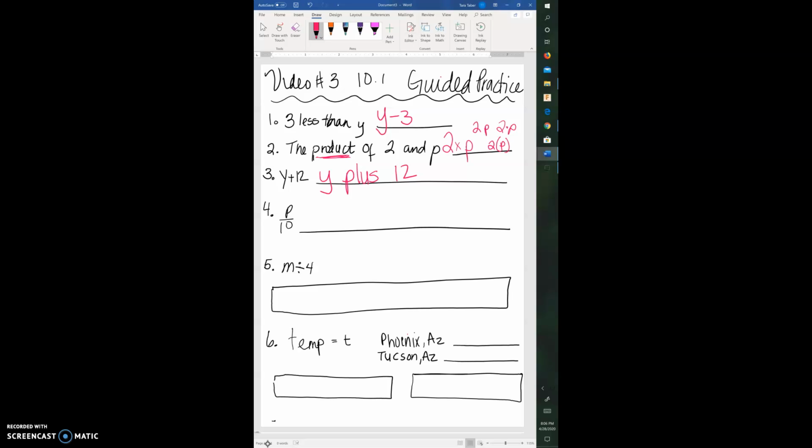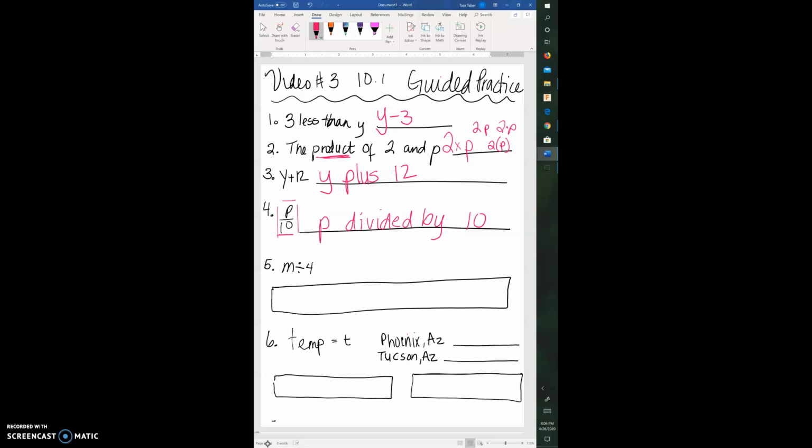So number 4, again, I'm just going to write what I see. We know this is not a fraction. We've been doing this all year. This is not a fraction. This is a division problem. P divided by 10. Okay, and so that's how that's done.